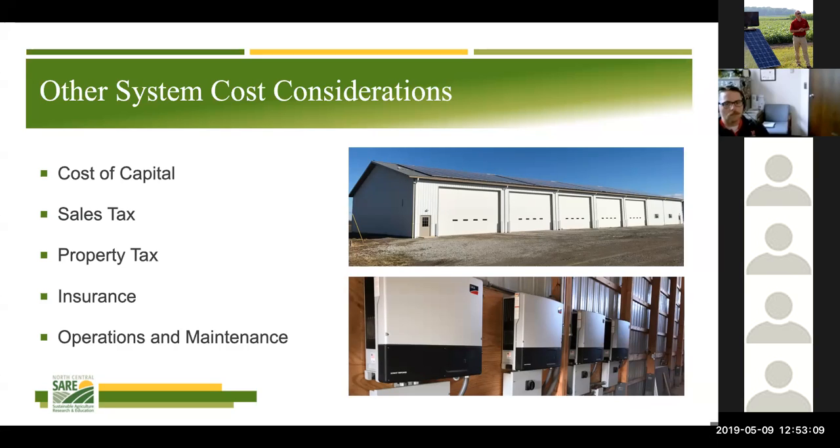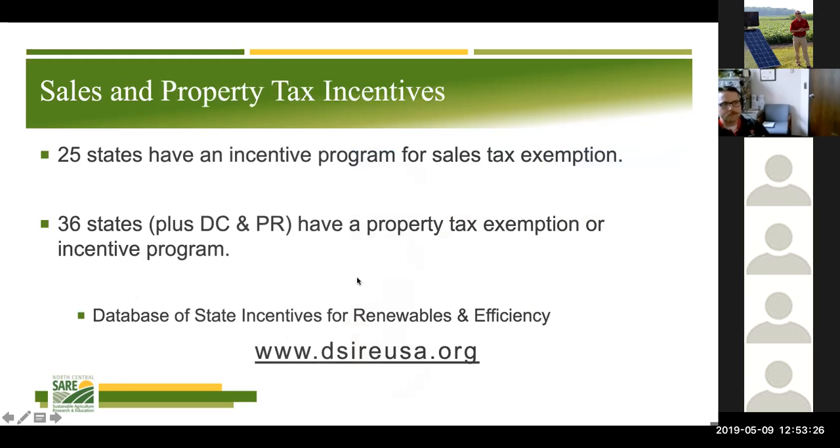And so what I'd like to look at is cost of capital. So if you're borrowing money for this project, you certainly need to account for the cost of capital, sales tax, property tax, insurance, and operations and maintenance. And we're going to look at a couple of these a little bit closer over the next few slides here.